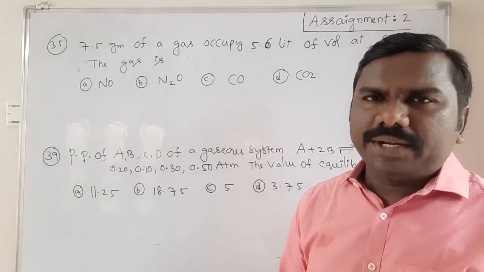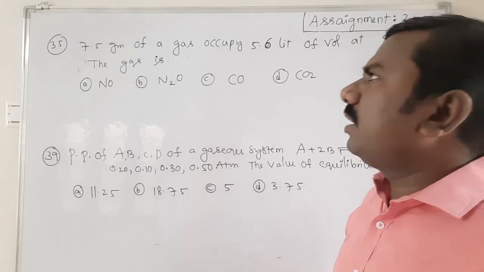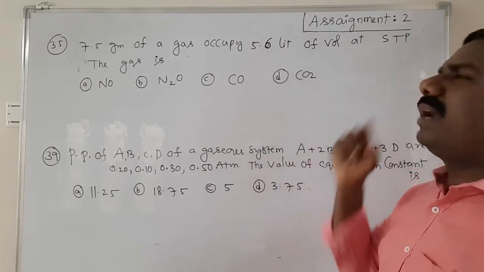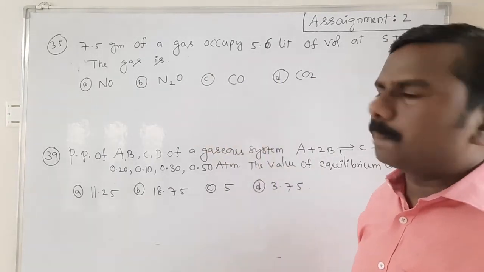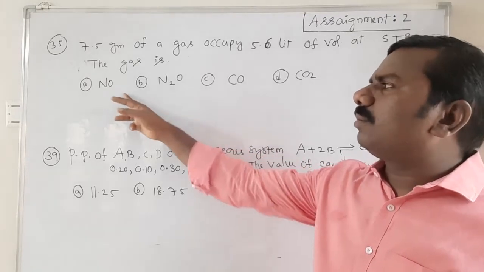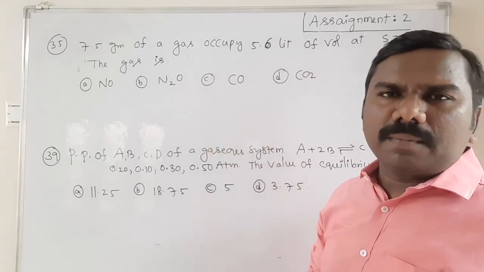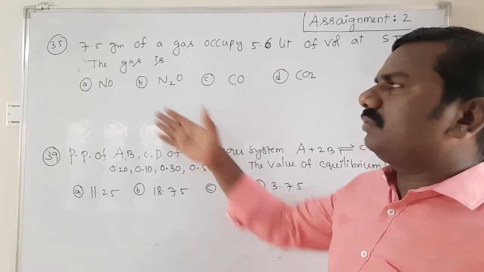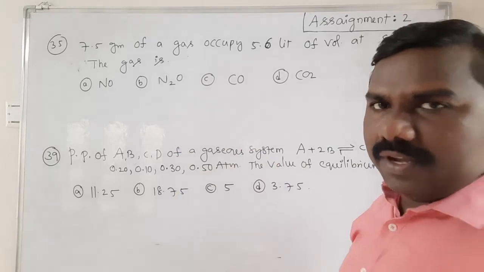Okay, next, bit number 35. 7.5 grams of a gas occupy 5.6 liters of volume at STP. What kind of gas is it? To know the answer, first of all, we should know the molecular masses. As per the data given, calculate the molecular mass of the given gas. Whichever option that mass matches will be our right option. So we will verify it now.